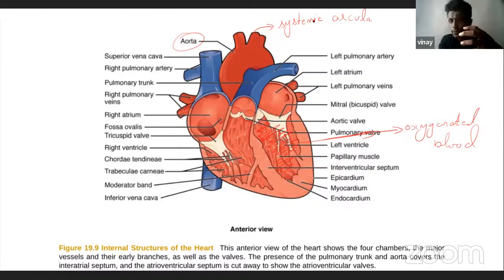The rest of the body. So, we have pulmonary circulation. Pulmonary circulation is the supply of blood to the lungs. Renal circulation is the supply of blood to our kidneys. Systemic circulation is the supply of blood to all the rest of the body. Okay, students, are you following me? Yes. Okay.